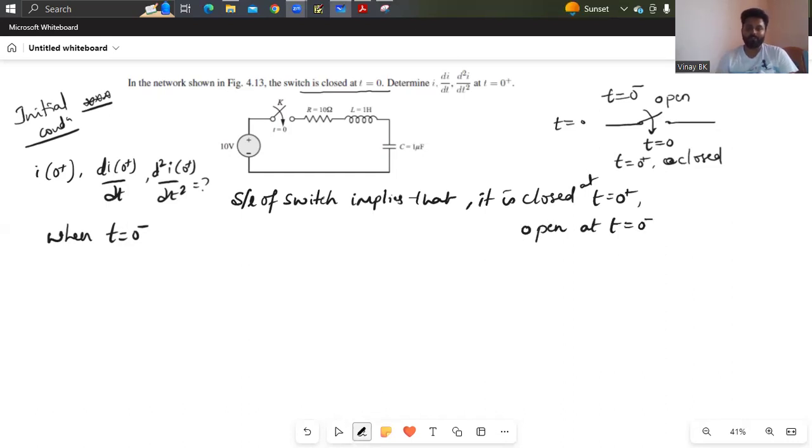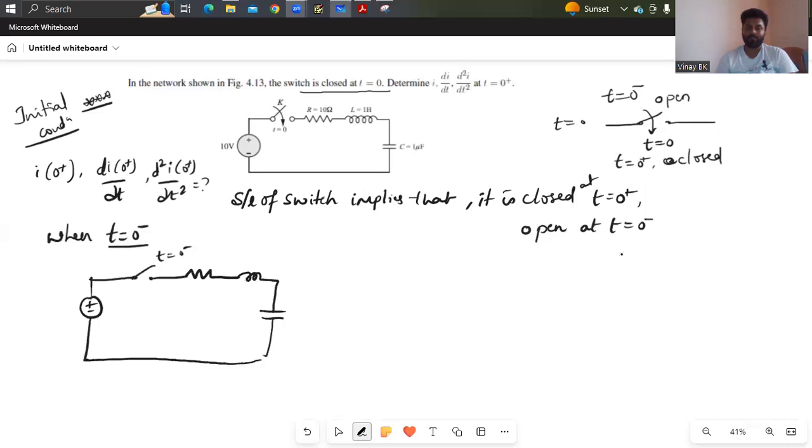So now when t equals 0 minus, the circuit looks like this, and at that condition the circuit acts under steady state. You can see the switch is open when t equals 0 minus. There will be a resistor, inductor and capacitor. During steady state condition, the inductor becomes short circuit and the capacitor becomes open circuit.